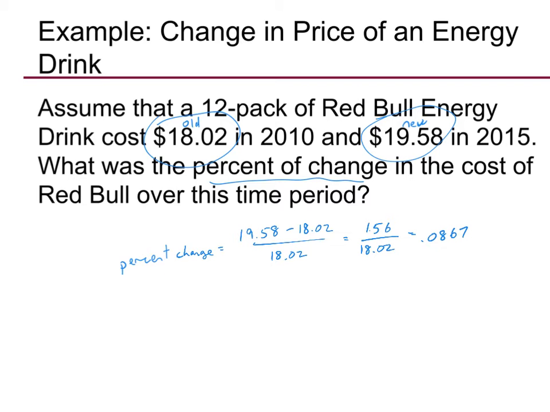And so what am I going to do? I need to take one more step because that's decimal form. So our percent change is equal to, bring that decimal point 2 places to the right, 8.67%. So the price increased by 8.67%. That's the interpretation of that there.